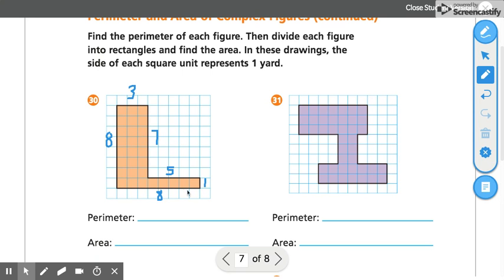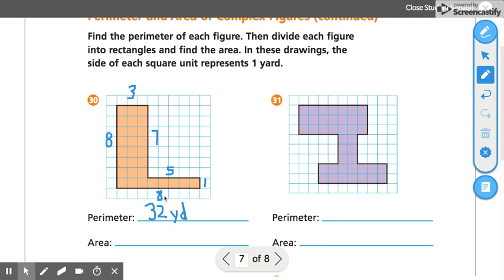of this shape. So 8 plus 8 is 16, plus 3 more is 19, plus 7 more would give us 26, plus 5 more would give us 31, plus 1 more would give us 32, and that would be the perimeter of my shape. 32, and I'm going to label it 32 yards, because that's what my label is for that section.